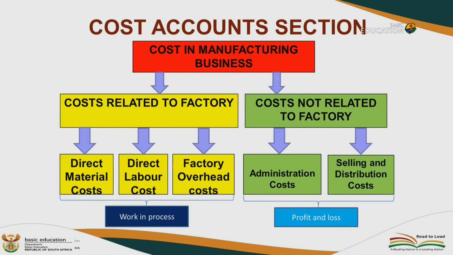Our cost accounts section is divided as follows. As you can see, the yellow blocks, those are costs related to the factory. You have your direct material, you have your direct labor, you also have your factory overheads. The three, they make your work in process in order for you to do the finished goods. When you go to the green slides, those costs are not related to the factory. Those are your administration costs as well as your selling and distribution. So we will dwell much on the two so that at least you understand the abridged income statement.